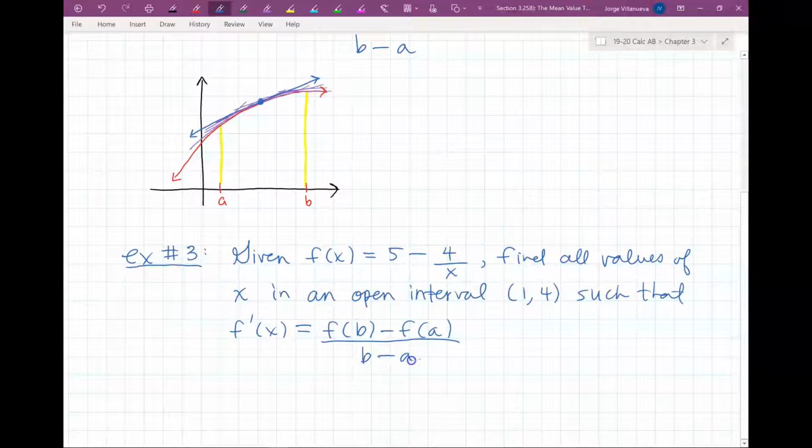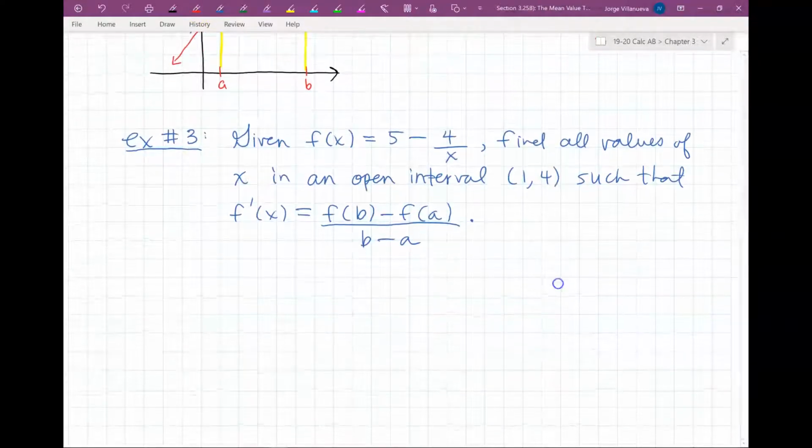What this is basically saying is find the average slope. Okay, use the mean value theorem. Find the average slope, and then once you find the average slope, take the derivative of your function and figure out when that slope occurs. Okay? So let's do the average slope part first.